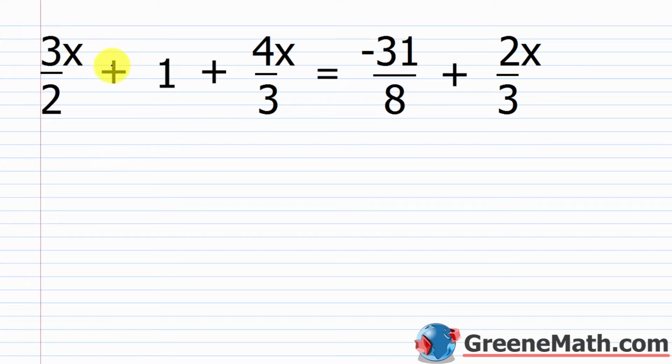So we have 3/2 x plus 1 plus 4/3 x equals negative 31/8 plus 2/3 x. All right, so what I'm going to do is, again, clear the fractions from the equation. So let's look at our denominators. We have a 2, a 3, an 8, and a 3. Now, I'm looking for the LCD, the least common denominator, and the way I find that, I want the least common multiple of the denominators. So 2, 3, and 8. And I'm not going to put 3 in twice, right? It's the same number. So 2 doesn't factor, so I'm just going to throw that in there.